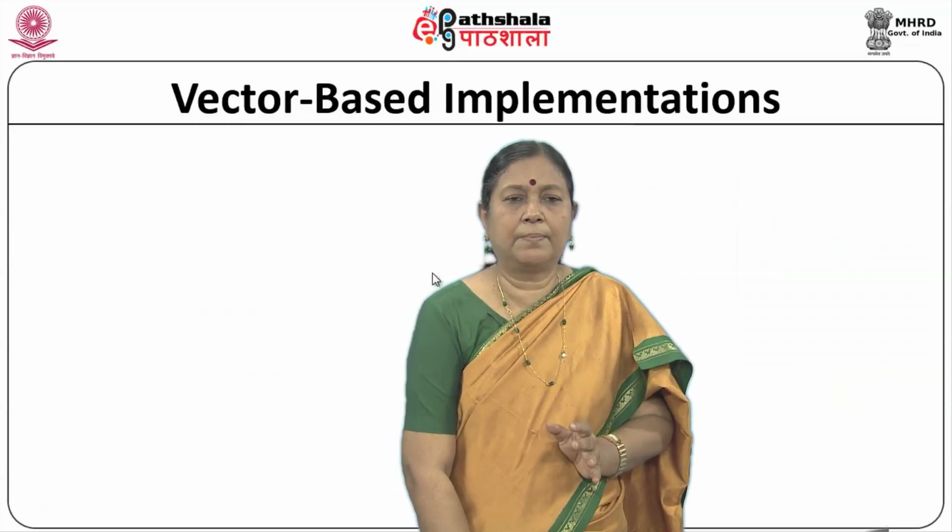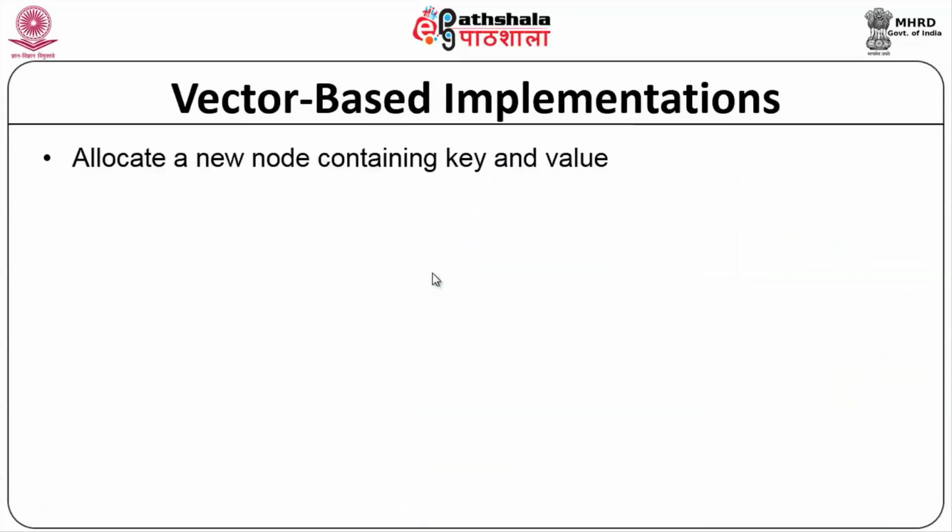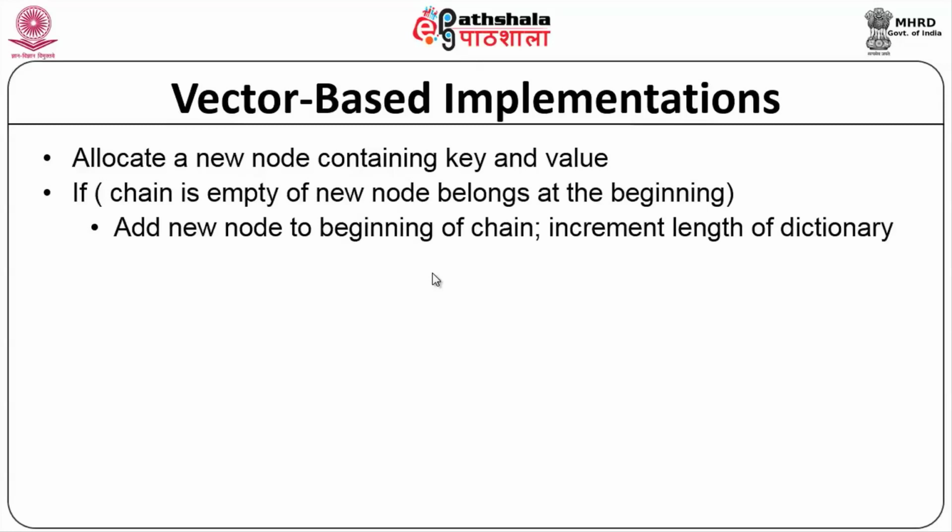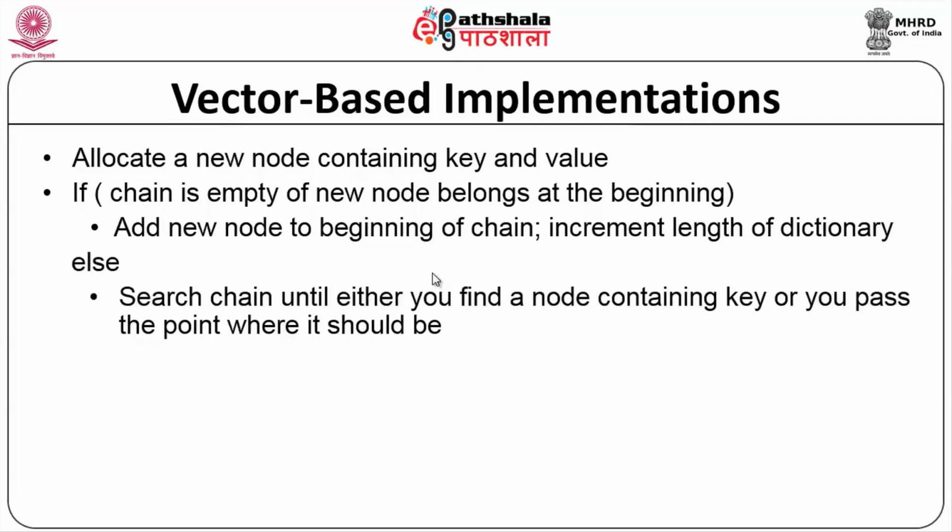And in vector based implementations, allocate a new node containing the key and the value. If the chain is empty, it will be at the beginning of the chain and the length of the dictionary will be increased, but otherwise you will search the chain until either you find a node containing the key or you have come to the point where it should be.